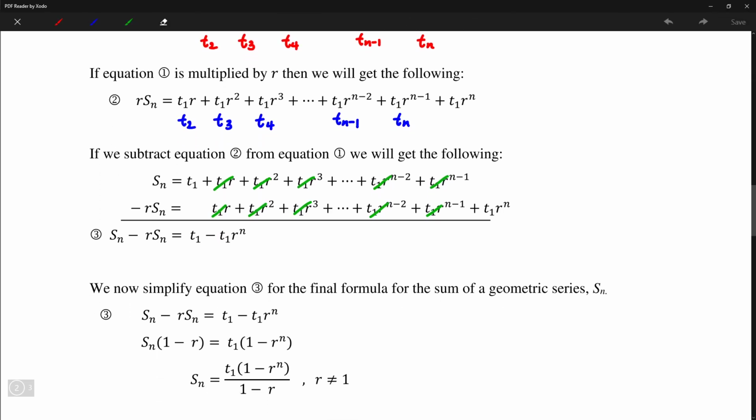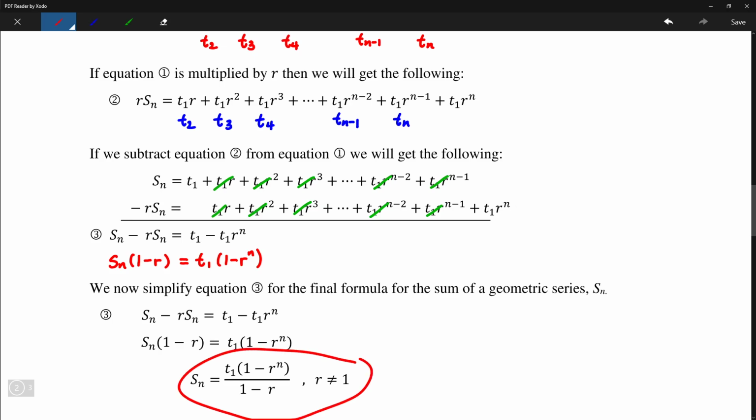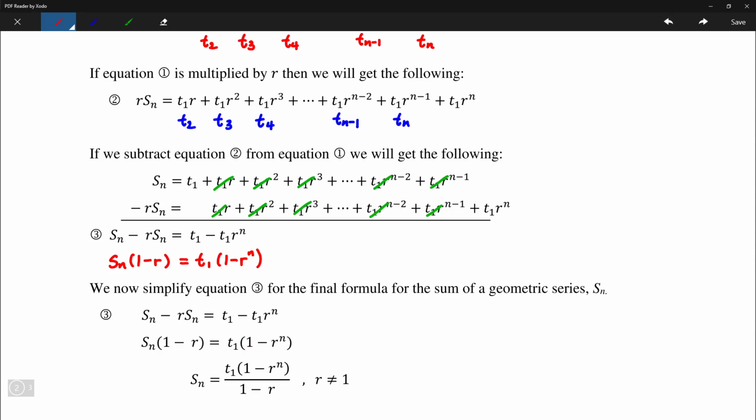Then we can factor both sides, right? Notice that Sn minus r Sn has a common factor of Sn, which of course is just a number. So we have Sn times 1 minus r. And likewise on the right-hand side, we can factor out t1. And we have t1 times 1 minus r to the n power. Okay. So from there, if we divide both sides by 1 minus r, we have this formula. Sn is equal to t1 times 1 minus r to the nth power divided by 1 minus r.